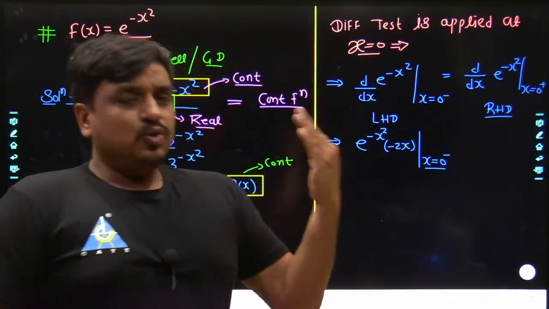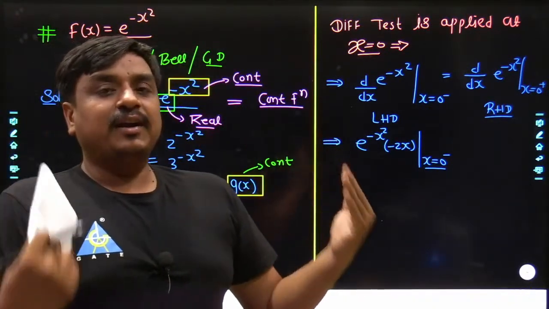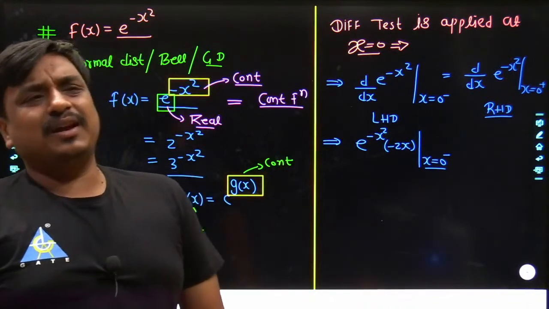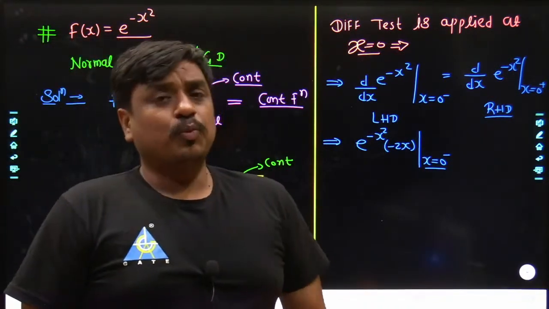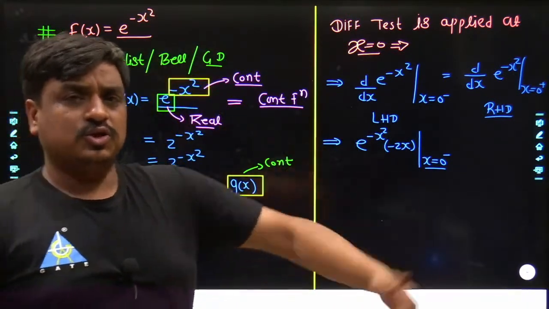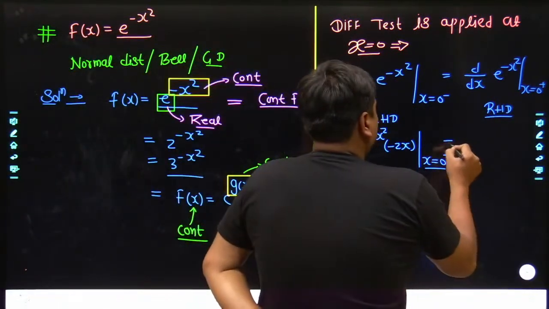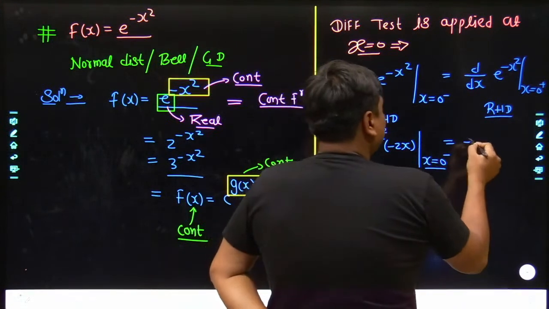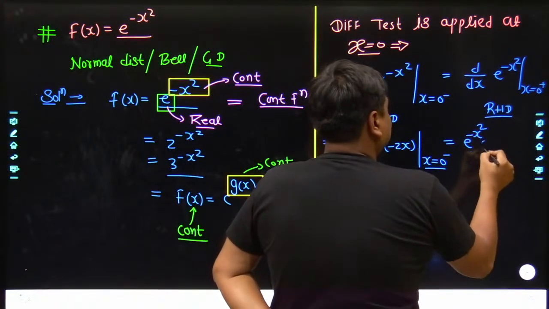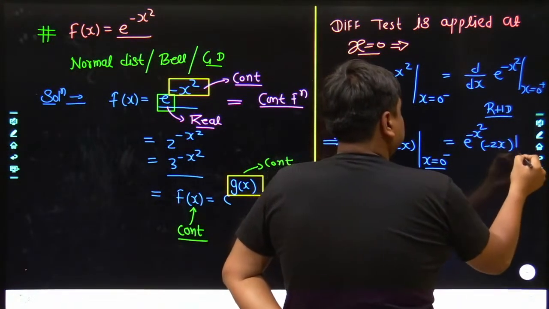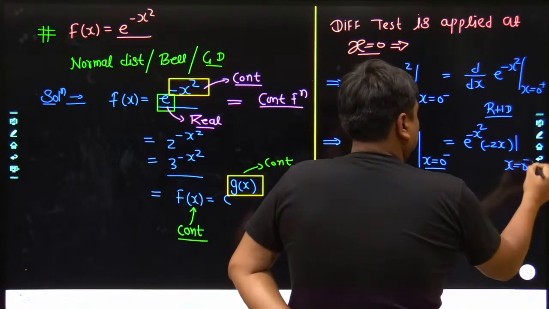That means you are approaching 0 from the left hand side, and you have stopped yourself somewhere, let's take minus 0.000001, just before 0. And the same process goes over here. The same component you would be getting over here. Here it goes: e to the power of minus x square times minus 2x, at 0 plus.